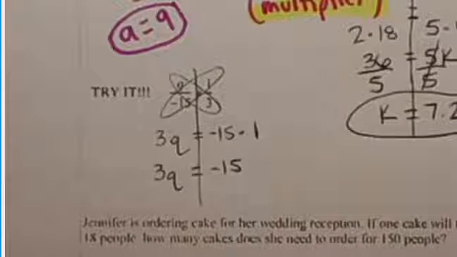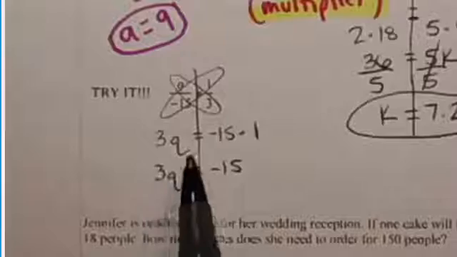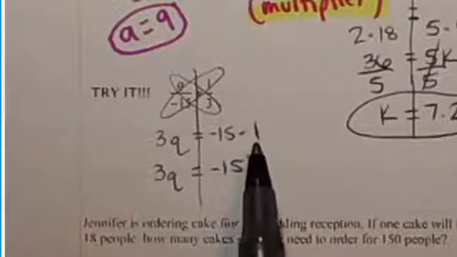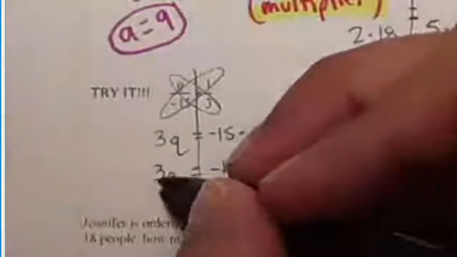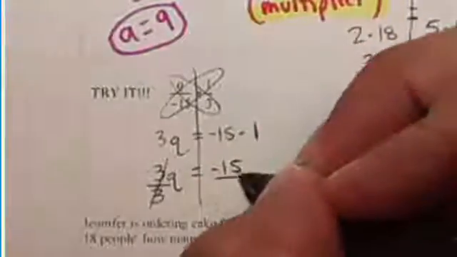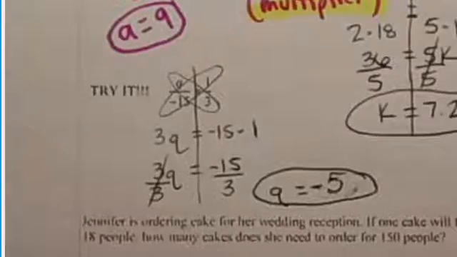Okay, so if I cross multiply, I end up getting 3 times q on one side, and negative 15 times 1 on the other. I'm left with 3q is equal to negative 15, so I have to divide by the coefficient of 3, which leaves me with q is equal to negative 5.